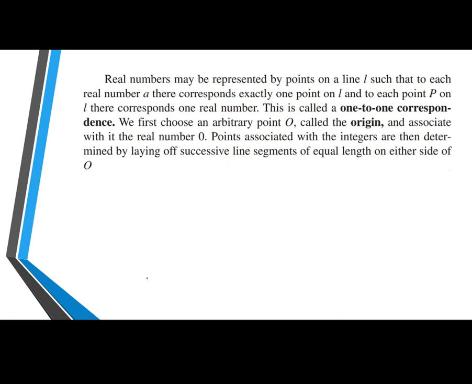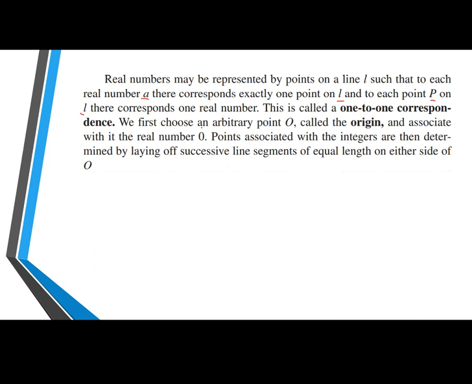So real numbers may be represented by points on a line L, such that to each real number A, this is the variable A, there corresponds exactly one point on line L, and to each point P on line L, there corresponds one real number. So this is called a 1-to-1 correspondence.